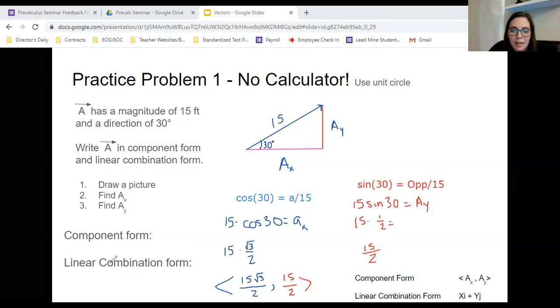Now, if I wanted it in linear combination form, what I can do is I can just put my x coordinates, so my 15 root 3 over 2, and that's going to be followed by i, plus my y component, 15 over 2, and j. All right. Does anybody have any questions over this first practice problem? You do just type yes, so I know we can wait a second for you to type the rest of your question. And if not, we'll head on to the next problem.